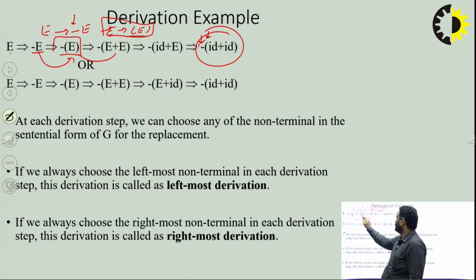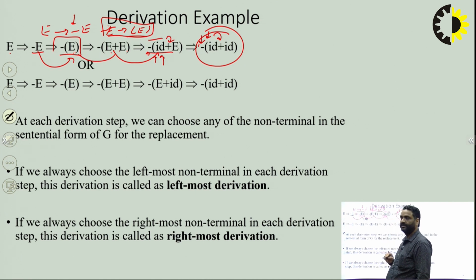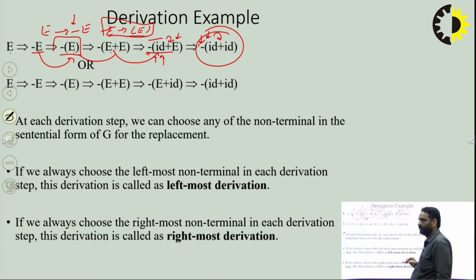In the same manner, next is ID. After ID we have plus, so we convert E into E plus E. After that, we convert E into ID. So we are matching three symbols: first is minus, then the starting symbol, then ID. After that, for ID, we match four symbols. After that we have a non-terminal, so finally we convert this non-terminal into ID. So you can see that this is our required string. This is our derivation.